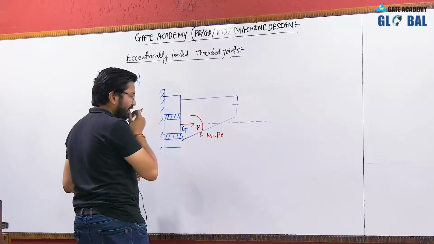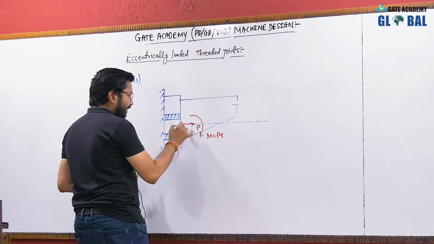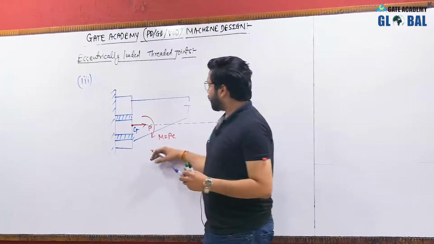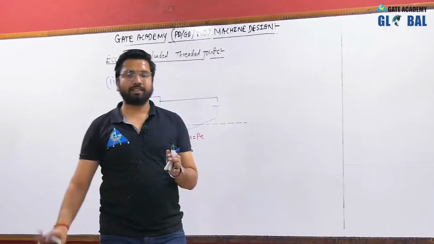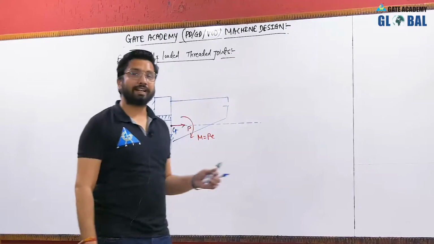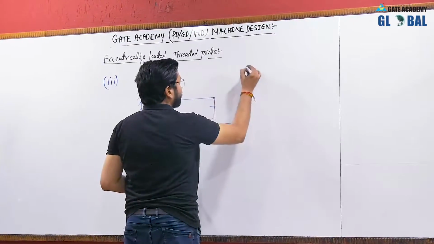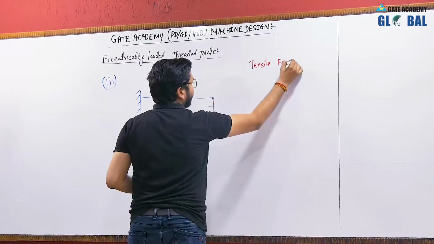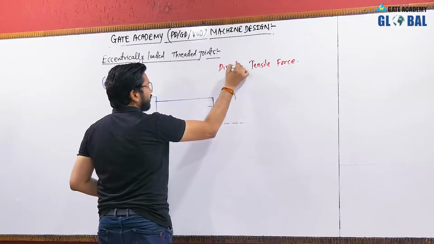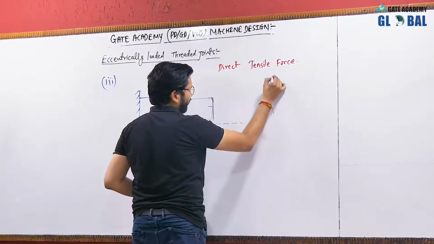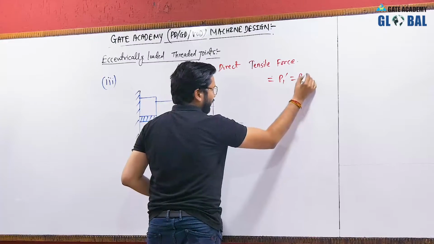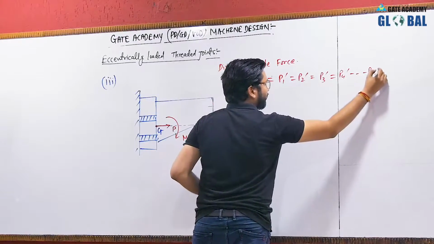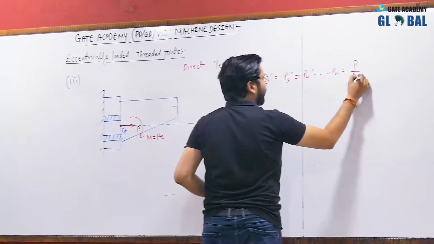Now let us replace this load completely. After completely replacing it, as the load is now acting at the centroid of the connection, this load P will be distributed equally among the rivets, because it is acting at the centroid. So the direct tensile force will be given as P1 dash equal to P2 dash equal to P3 dash equal to P4 dash up to Pn, equal to P divided by the number of bolts.